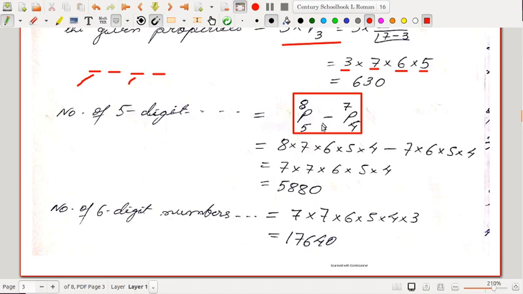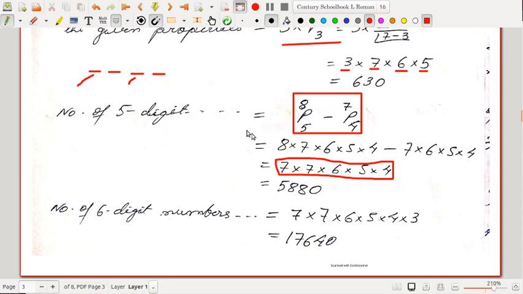You can do it this way, or you can do it directly by the multiplication rule. I prefer the multiplication rule here. It's quite simple. The first place can be filled in 7 ways, because 0 cannot be placed. The second place can be filled in 7 ways, because whatever I have placed in the first place cannot be placed again. Then the next place can be filled in 6 ways, the next in 5 ways, like that.